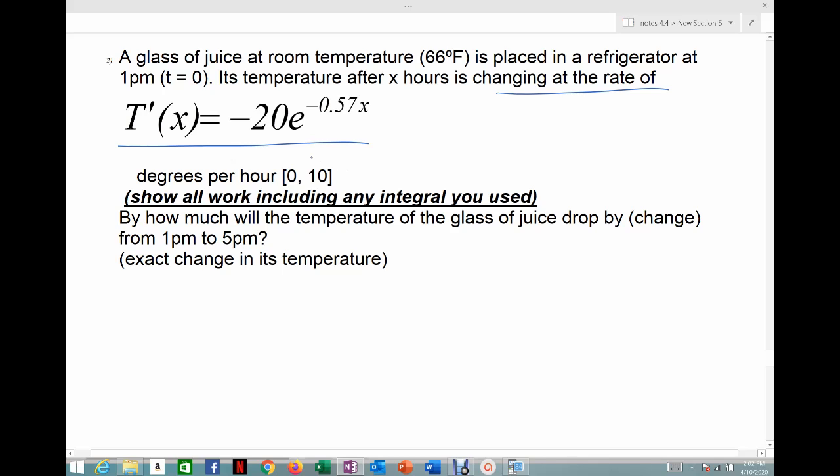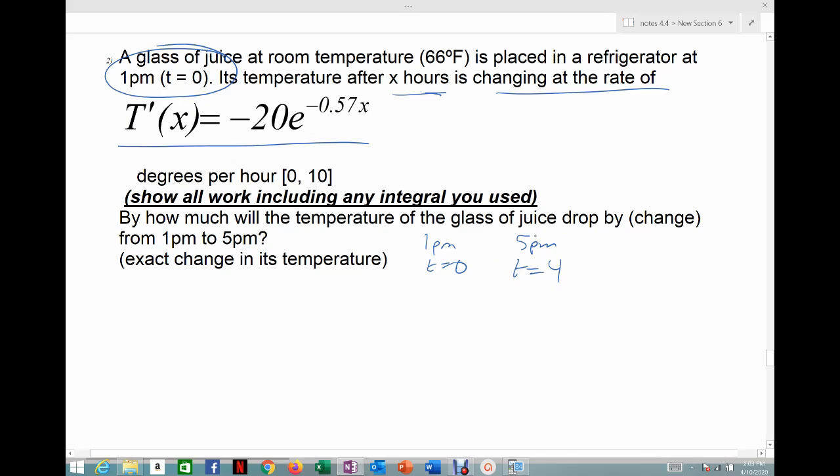Show how an integral is used. By how much will the temperature of the glass drop, or change, from 1 p.m. to 5 p.m.? So we're looking for the net change, the exact change in temperature. 1 p.m. represents time 0. For 5 p.m., be careful: it's the hours past 1 p.m., which is only 4 hours. 1 to 2, 2 to 3, 3 to 4, 4 to 5. Be careful there. It's really easy for students to do 5 hours, 0 to 5, or even go from 1 to 5. It's not. Time 0 is 1 p.m.